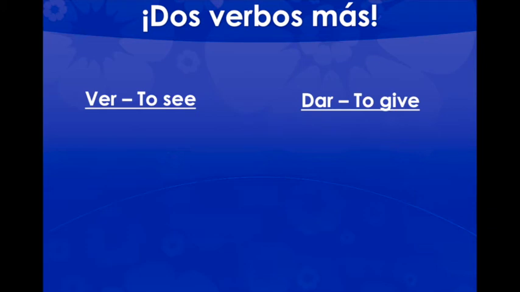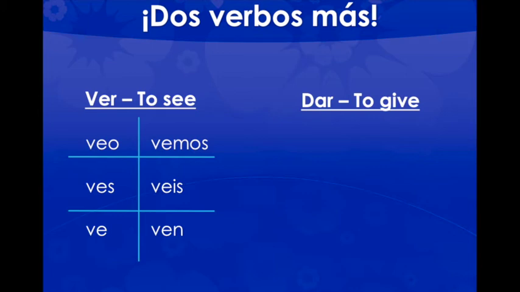Two more verbs that we need to pay attention to that are irregular. Ver is irregular only in the yo form. The only reason it's irregular is that it has an E reinserted into the stem to make it yo veo, I see. Tú ves, you see. Él ve, he sees. Ella ve, she sees. Nosotros vemos, we see. Vosotros veis, you all see. And ellos ven, they see. Or ustedes ven, you all see.